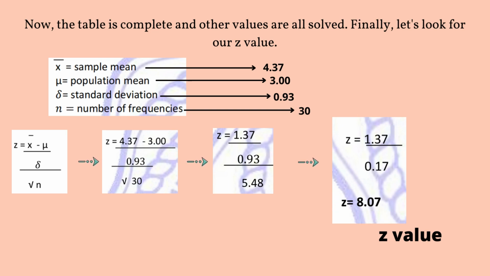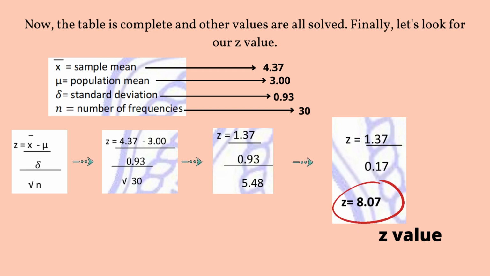Okay? So, z is equal to sample mean, which is, mamaya natin substitute. Sample mean minus the population mean over the standard deviation divided by the square root of number of frequencies. Okay, so let us substitute yung mga value na yon. So 4.37, that is our sample mean, minus our population mean, that is 3, over our standard deviation, that is 0.93, divided by the square root of 30.